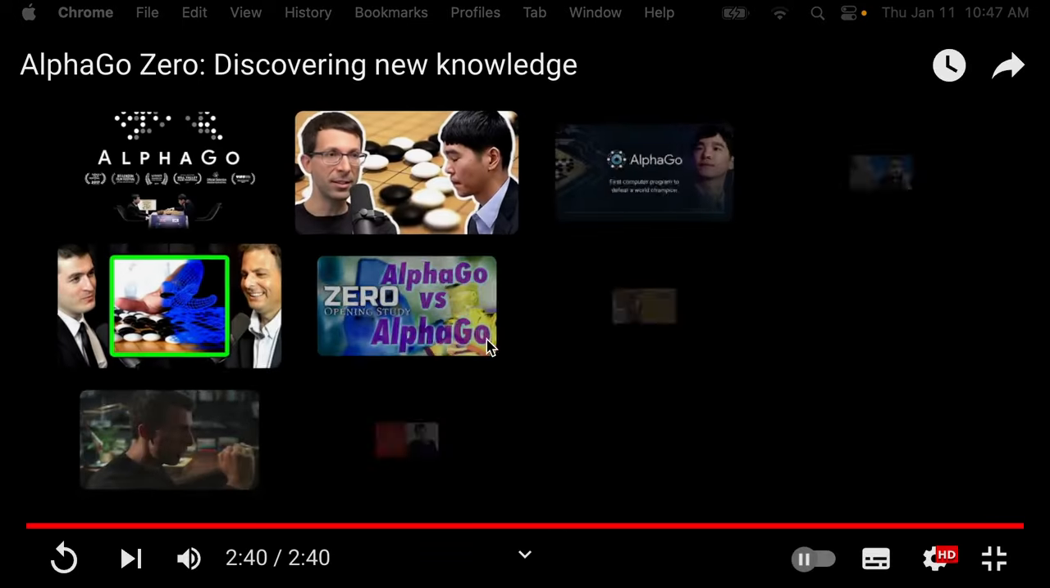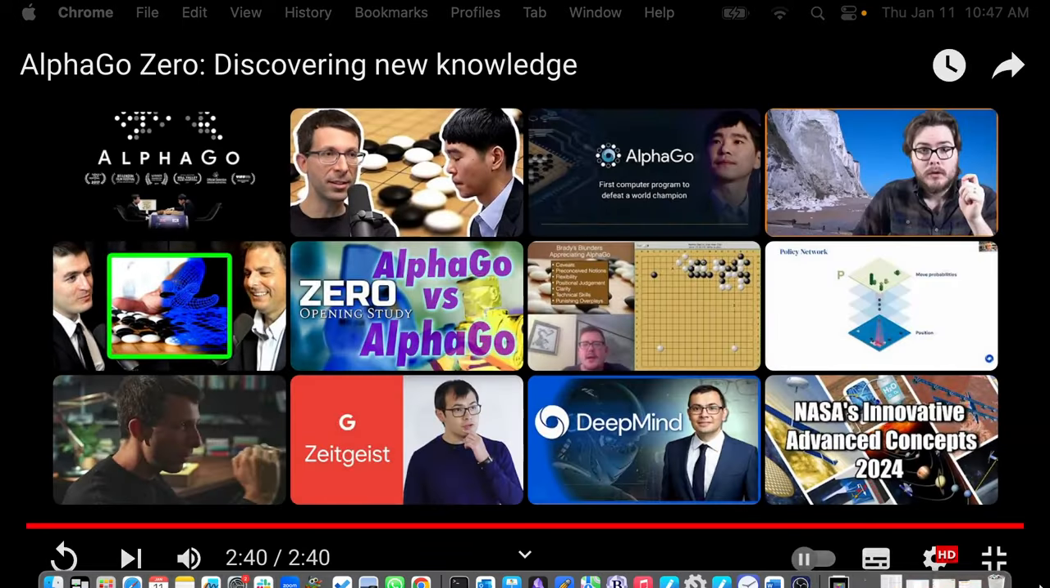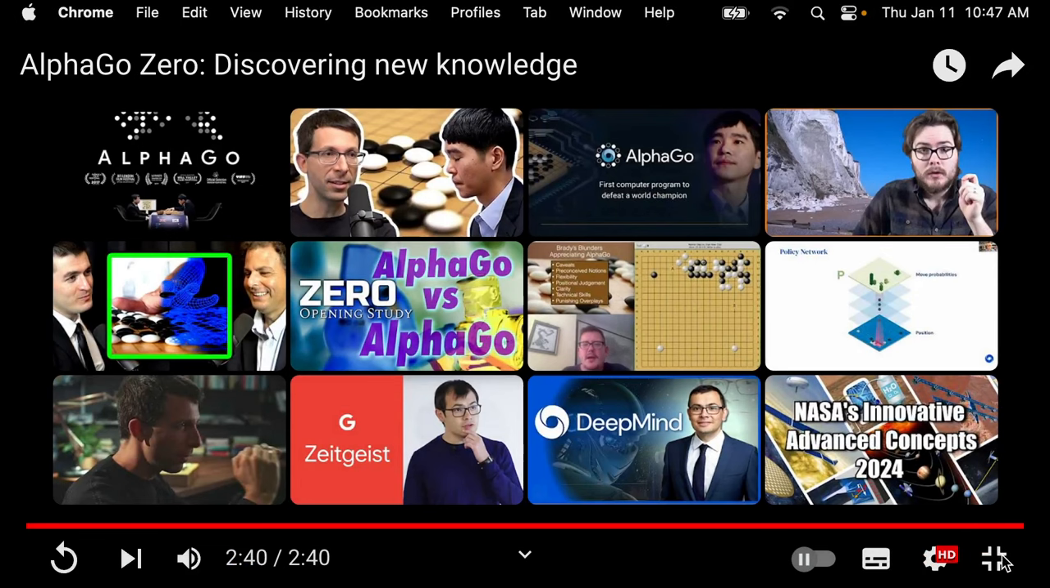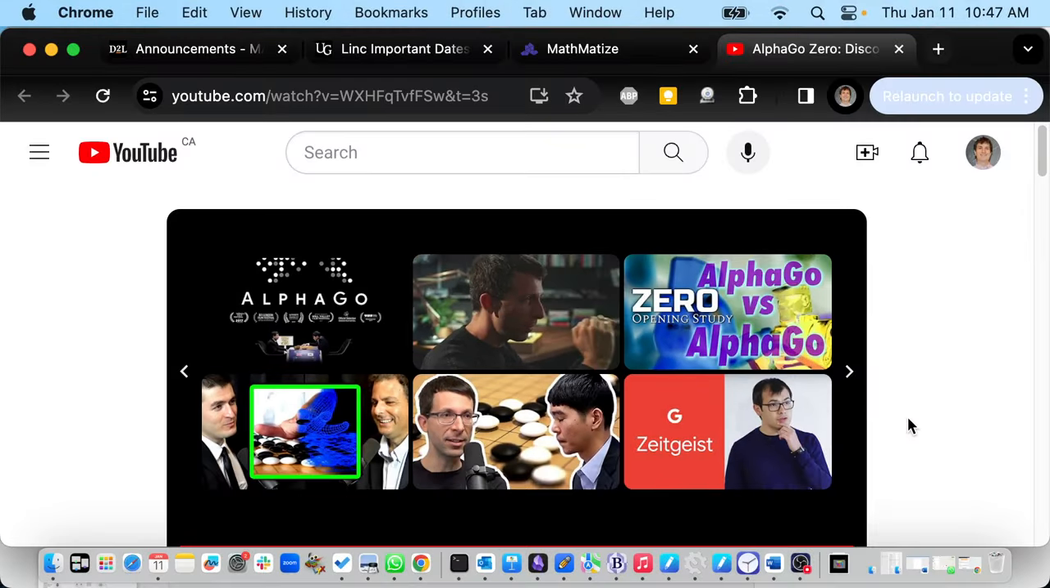You can replace everything he said about Go with chess, if you know chess and not Go. The reason Go is more exciting, in quotes, is because people had already come up with computer programs that beat all the humans at chess. That happened in the late 90s, when really good chess programs came about.